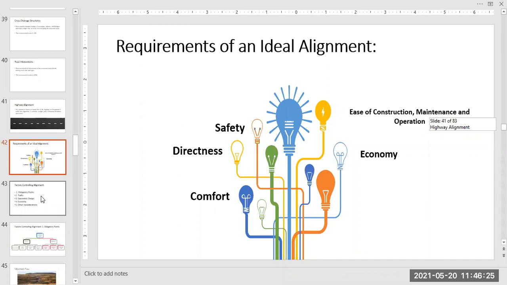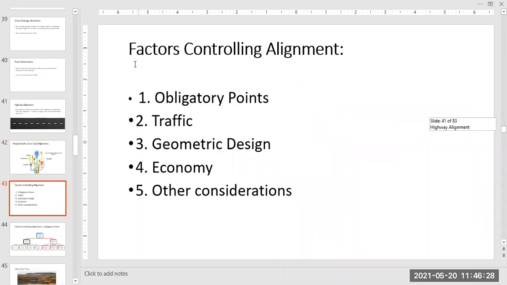Number one, the first type of factor affecting our highway alignment is obligatory points. What is that? Obligatory points. So today we are going to see what are obligatory points, and we shall close this session today.